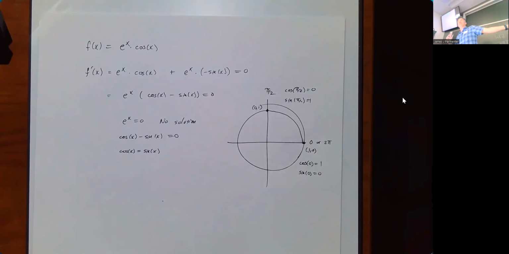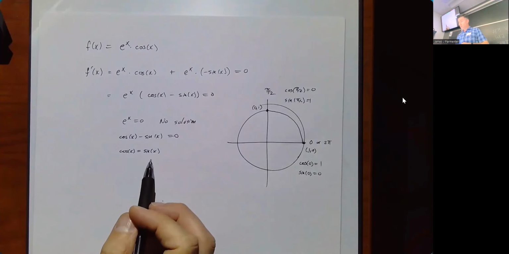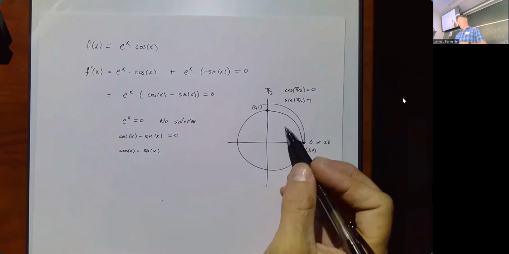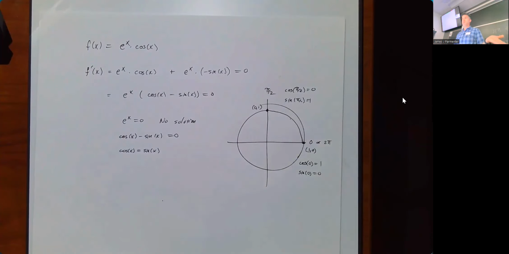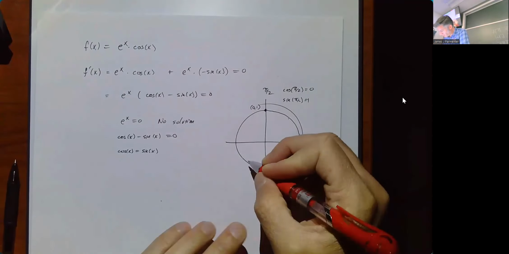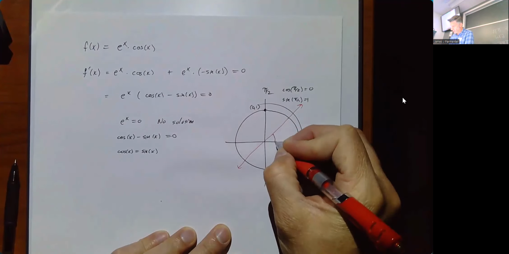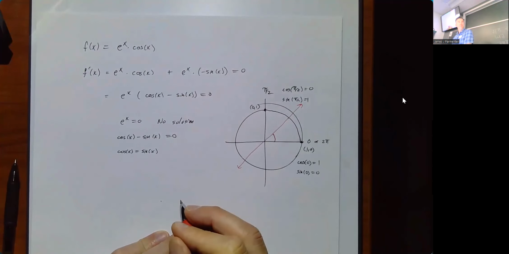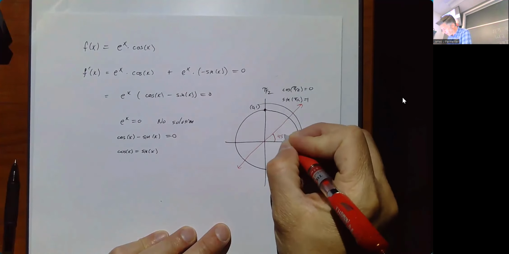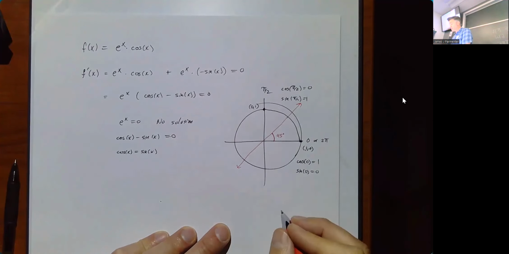So if we're looking for the place where sine and cosine are the same, where sine of x is equal to cosine of x, we're looking for the coordinate on the unit circle where x and y are the same. And we know where x and y are equal to each other. It's on the line y equals x, which makes what angle with the x-axis? Exactly. 45 degrees or pi over 4 radians.